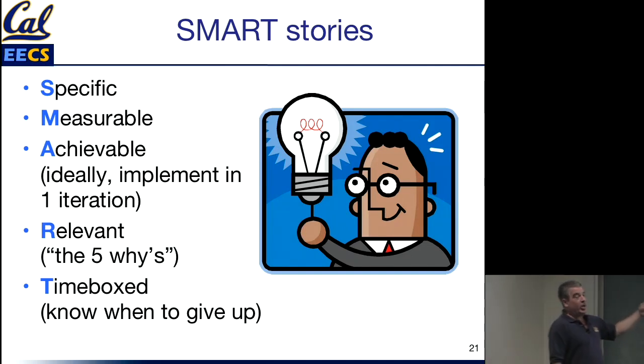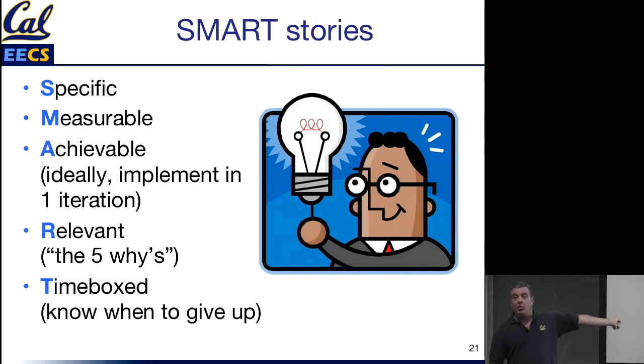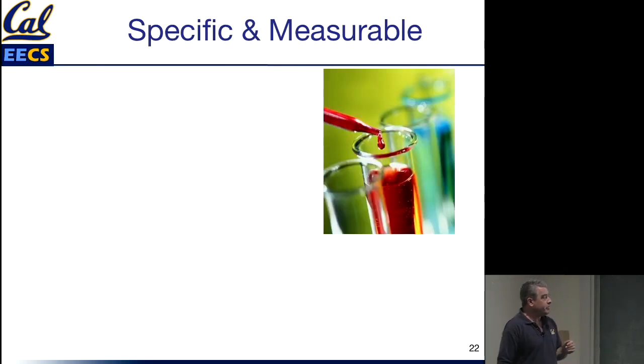In other words, why is it relevant to the customer's business? Why does it have business value? And time-boxed, which means sometimes you've got to know when to give up. The story is taking longer than you thought, and it's time to back off and find out why it's taking longer than we thought. So let's go through each one of these at a time. Most of these are not rocket science, but if you've never had to think about it this way before, it takes a little bit to get your brain into this mode.